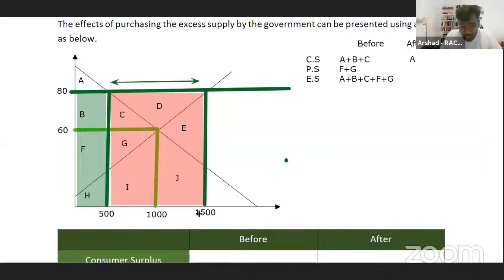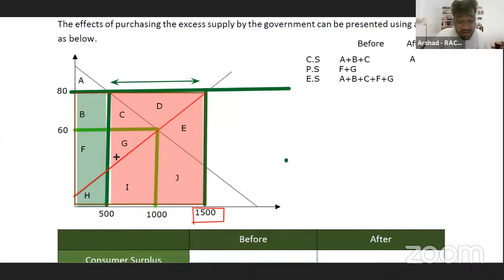The producer is now able to supply 1,500 units, right? He's able to supply 1,500 units. The minimum that he expects is this. But how much does he actually get? He actually gets this entire part. What do you think is his surplus, guys? Think. The difference between his minimum and what he actually gets.